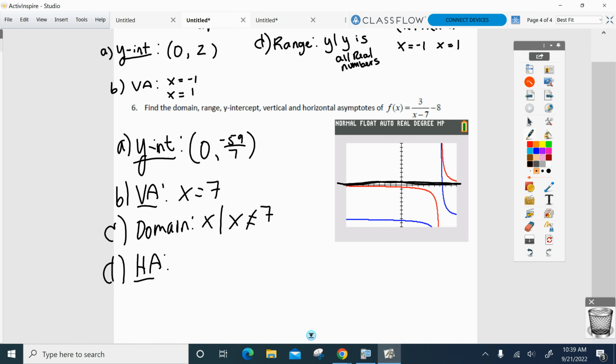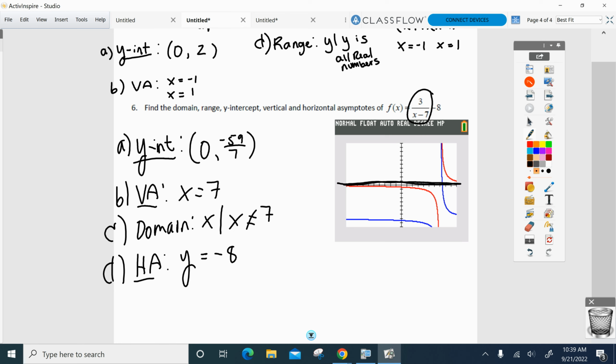Y equals 0, but what did we do to the graph? Is that going to affect the horizontal now? Darn right it is. All right, this was the horizontal asymptote for this right here. But now I shifted it down 8, so it's not y equals 0 anymore. It'll be y equals -8. Yep. So that shift only affects your horizontal.